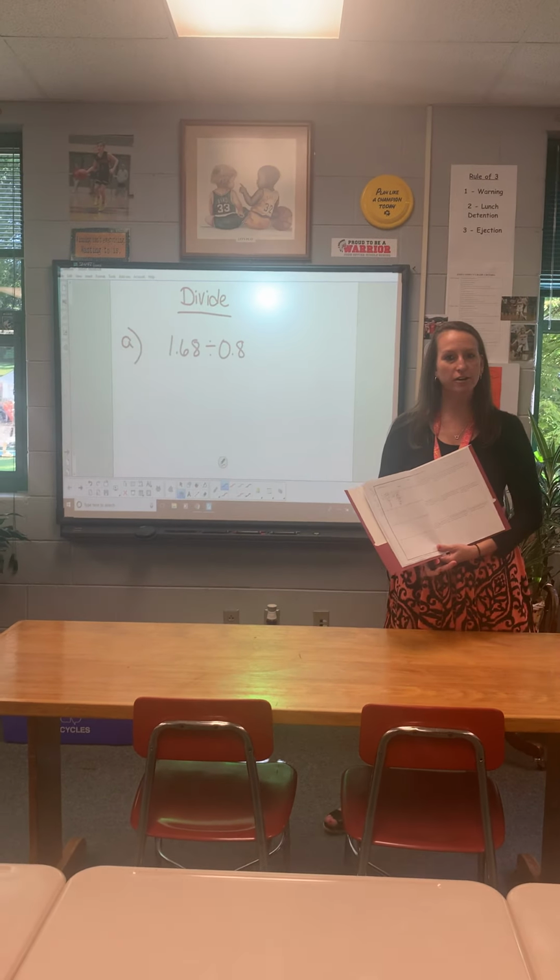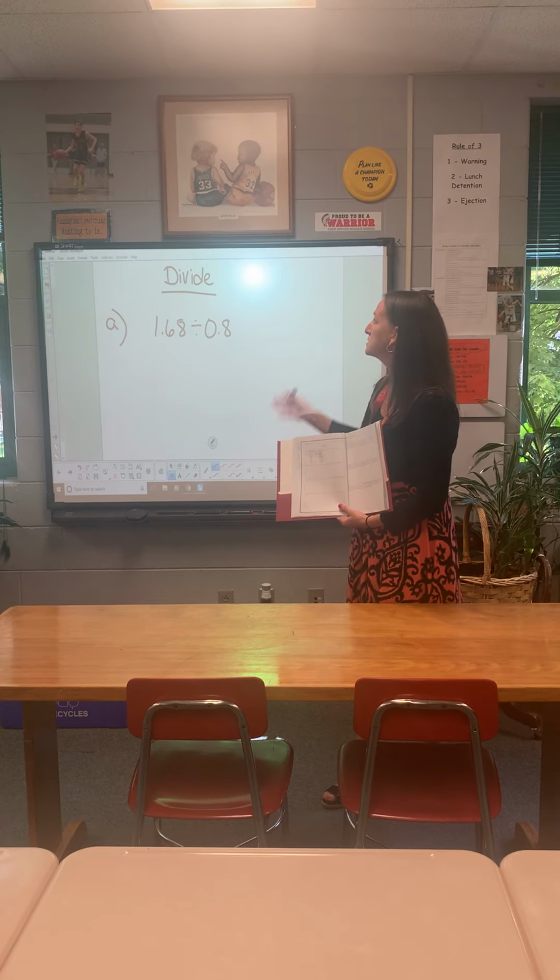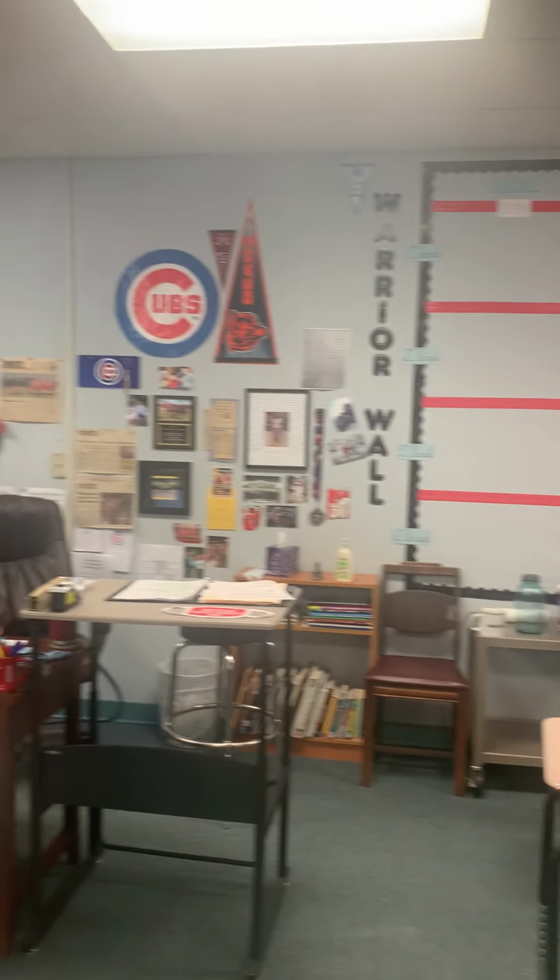Today is the 21st, and if you notice, the scenery looks a little different here. We have moved down the hall. We are in Mr. Potts's classroom. We like to change it up a little bit, and wanted to introduce you to his room.